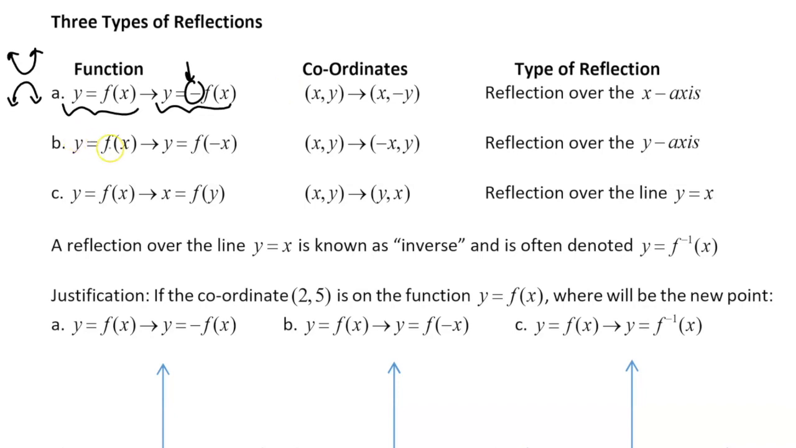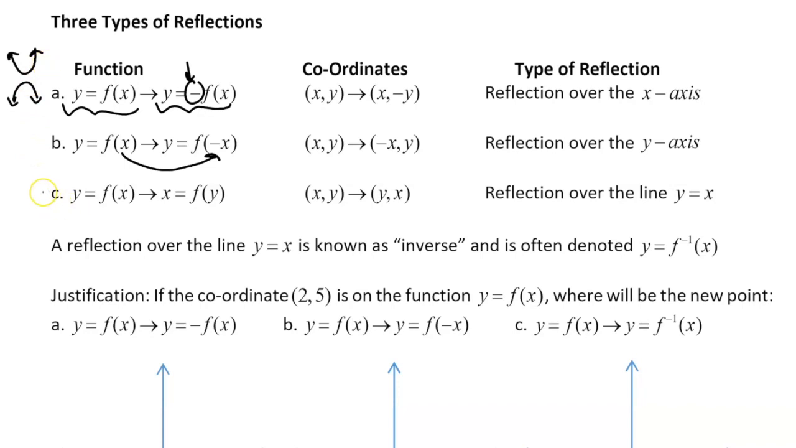Okay, if your x becomes a negative x right here, this means it's affecting the x values, which were our horizontal values. So it's going to flip something on its side rather than over top of each other, and that's going to be a reflection over the y-axis.